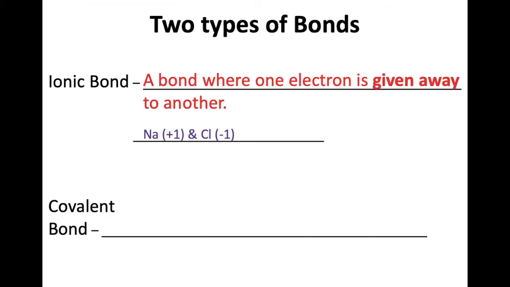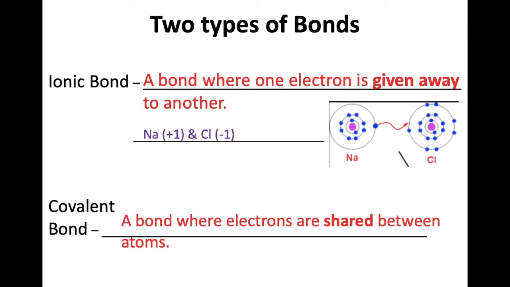To remind you what our two different types of bonds look like, an ionic bond is where one electron is given away to another, or when you have a higher ionization level and you can steal an electron from something with a lower ionization level, versus a covalent bond, which is a bond where electrons are shared between atoms. So we can see in water where hydrogen and oxygen share their electrons, versus in salt, chlorine is taking away an electron from sodium.